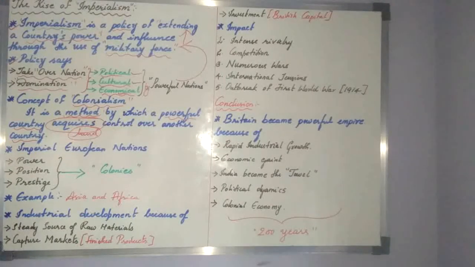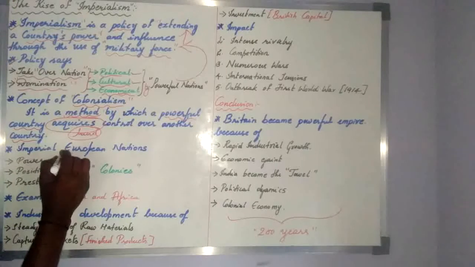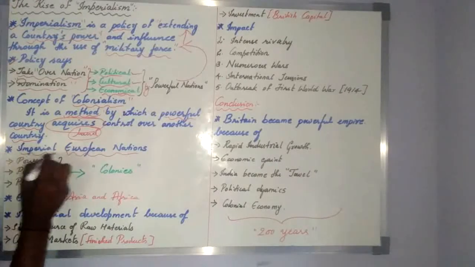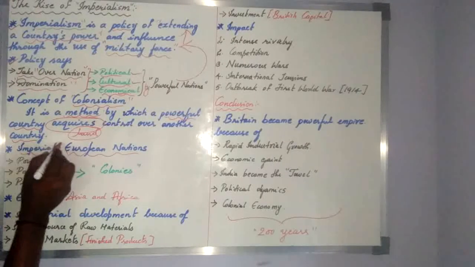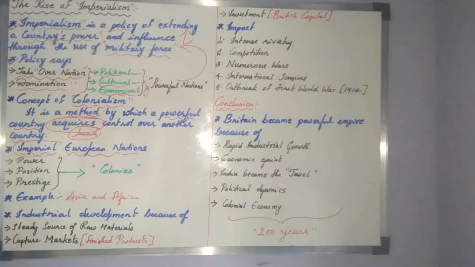Like this, many imperial European nations, which means countries taking over other countries, that is imperialism. Now, take India under British imperial rule. British people did not belong to our country, but they ruled us. Like that, many lands were taken by the European nations and they began imperial rule.